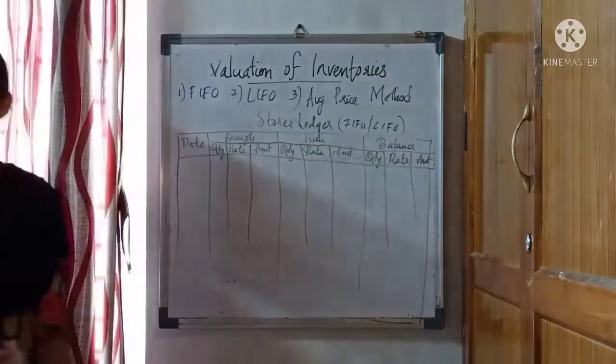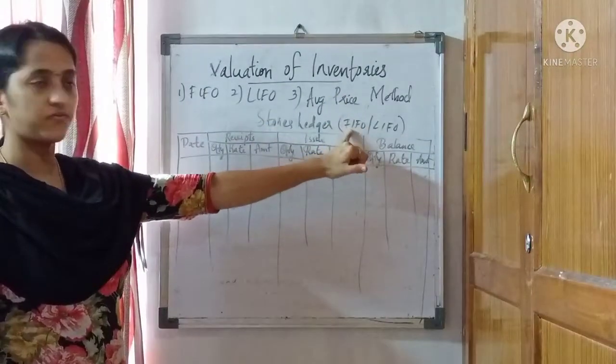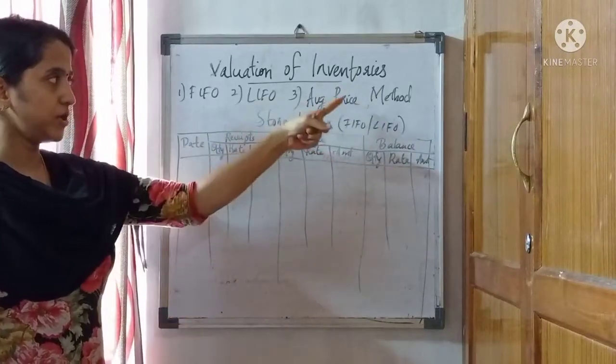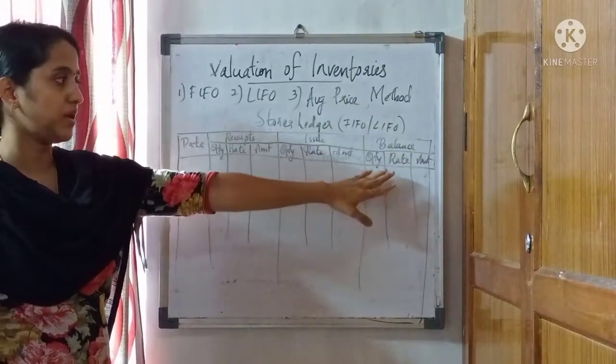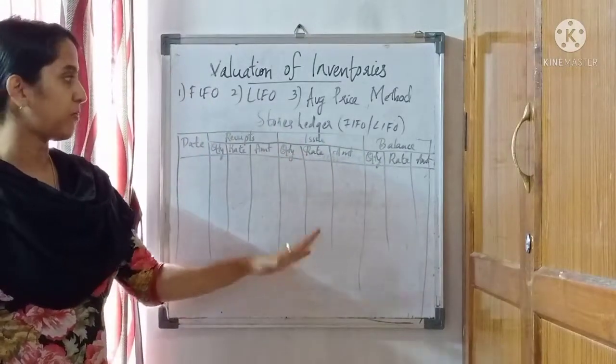Okay, so this is the format. Stores ledger. If it is FIFO method, mention FIFO. If it is LIFO method, mention LIFO. In average price method, there is a small difference in the last column that I will show. So if it is FIFO and LIFO, this is the format.